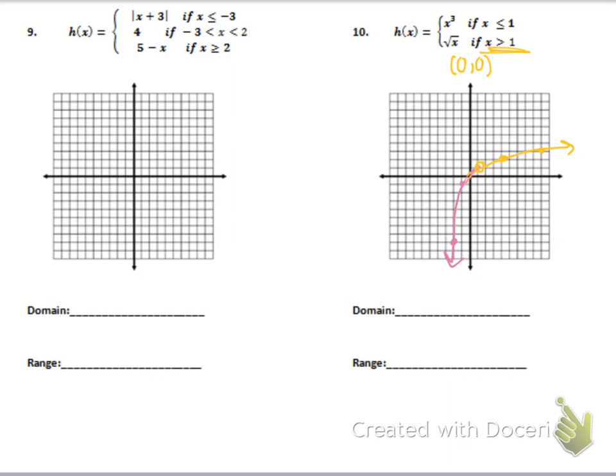Okay, so I've got my all real numbers because my arrow going down and my arrow going up, and there are no breaks from left to right, and there are no breaks from bottom to top, so it's going to be both all real numbers.